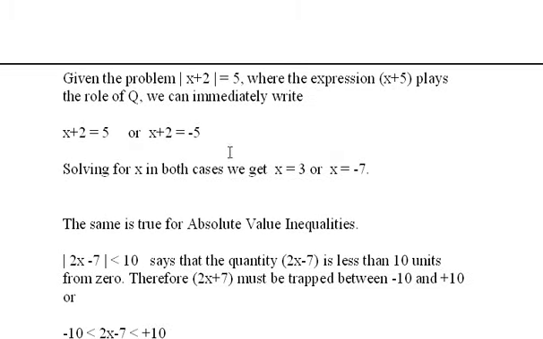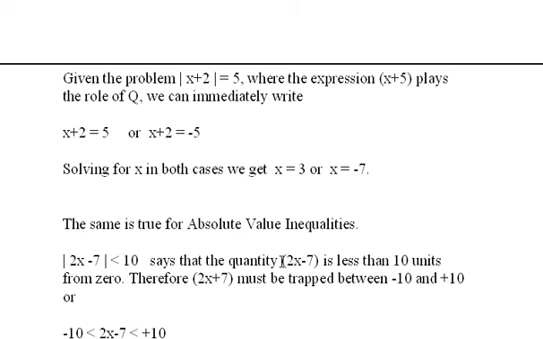Okay, given the problem, the absolute value of x plus 2 equals 5, this x plus 2 plays the role of Q. And we can immediately write that x plus 2's distance from 0 equals 5, or it could equal -5. Solving for x in both cases, I assume you know how to solve this, x equals 3, or x could equal -7, and they'd both solve this absolute value equation.